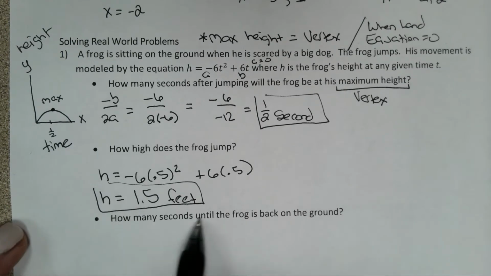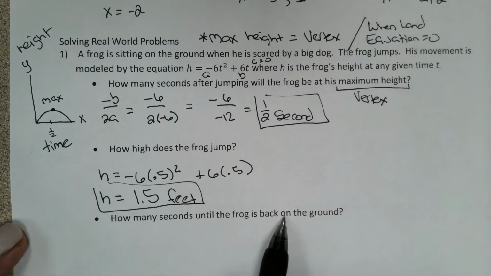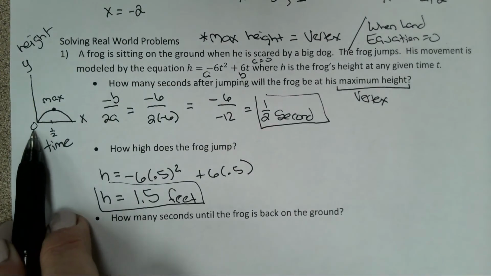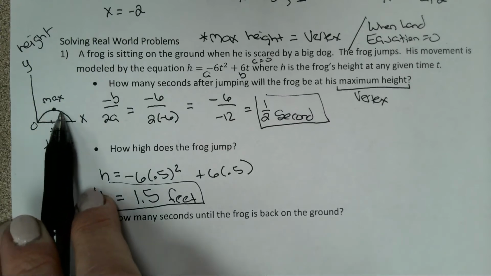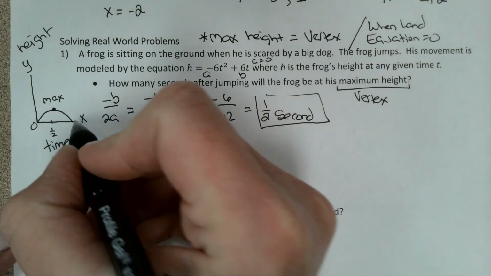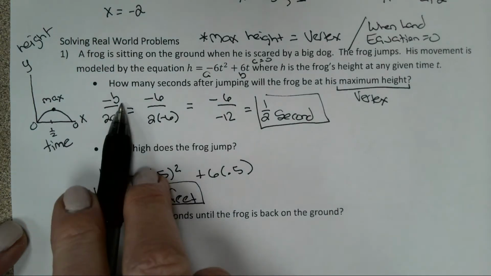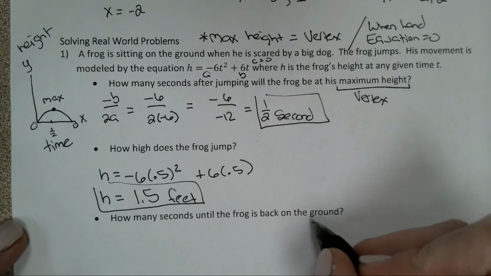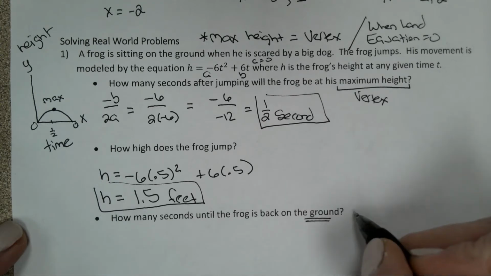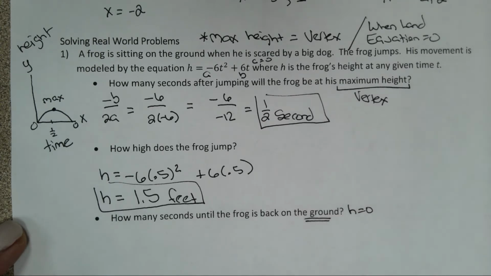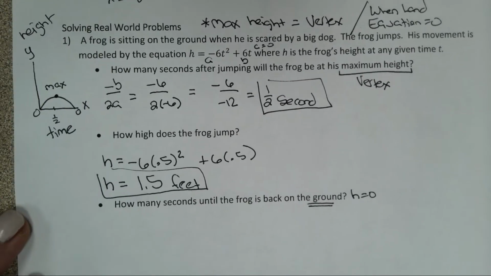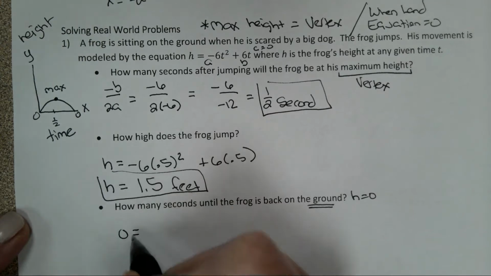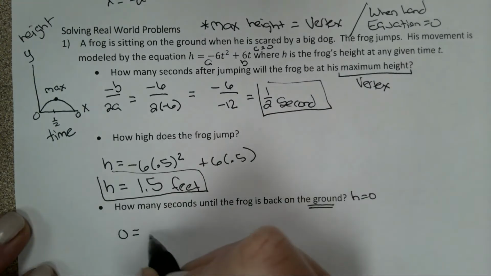How many seconds until the frog is back on the ground? So the frog starts on the ground, he jumps, he's in the air, and then when he lands, he's back on the ground again, and the ground has a height of 0. So anytime it says ground, that's when you know you're going to set your h equal to 0. So into this equation right here, I just get rid of the h and I plug 0 in.